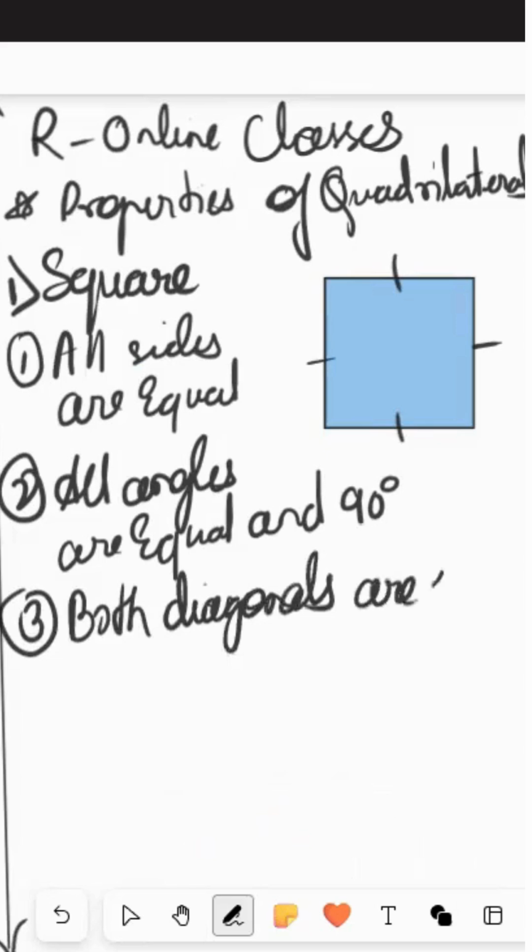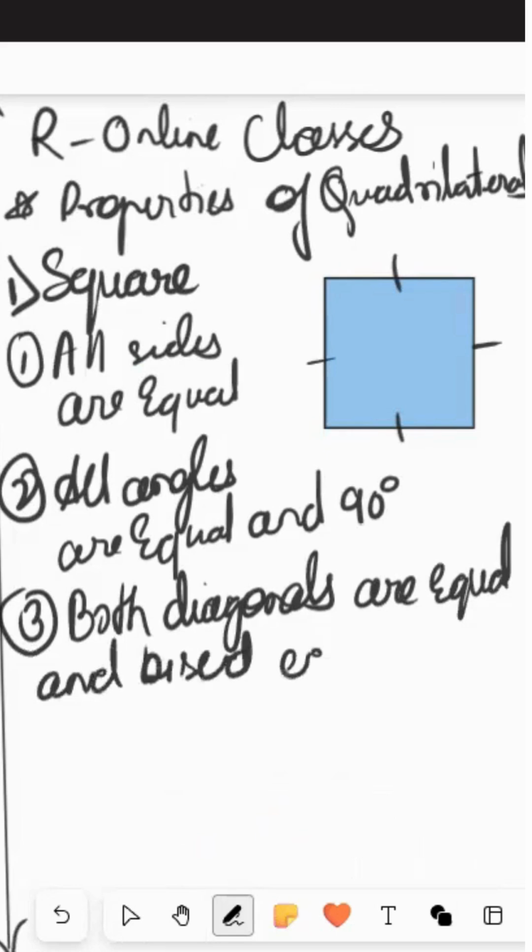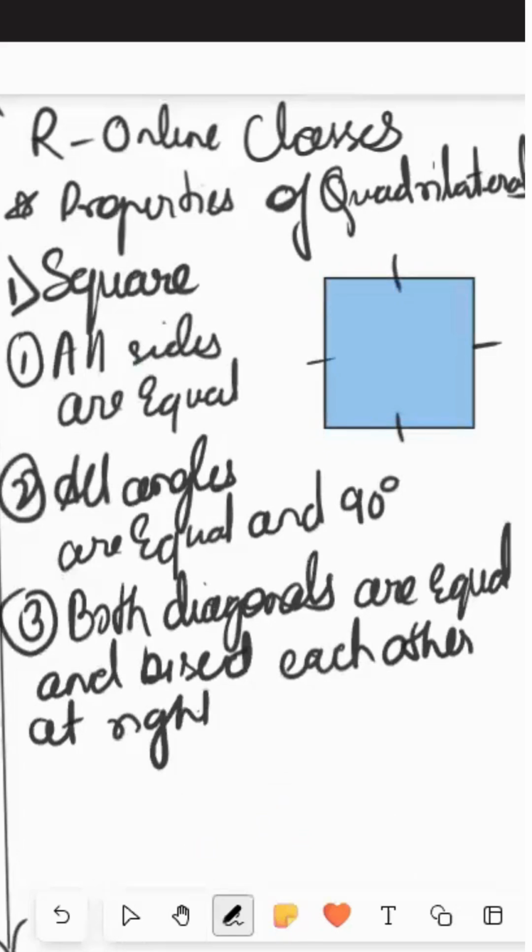Third, both diagonals are equal and bisect each other at right angle. So let's see this one. We have a line here. So this diagonal will bisect this diagonal exactly at 90 degrees. And they are both equal. Bisect means this part will be equal to this part and this part will be equal to this part. Now, since the diagonals are exactly equal, all this value will be equal. And that's square for you.